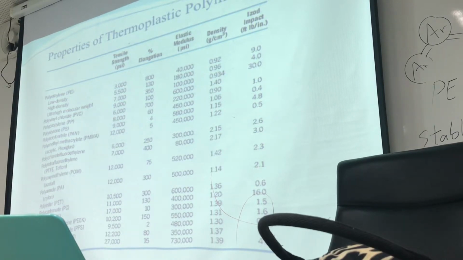Which one do you think is the most common polymer? Thermoplastic, thermoset, or elastomer? Which one do you see quite a lot? What do you think? Thermoplastic. So for something that sounds familiar to you, you can guess that it is thermoplastic. Right? So let's see about that.